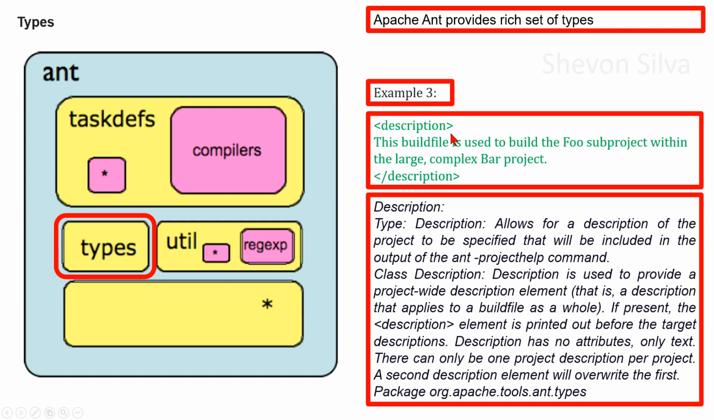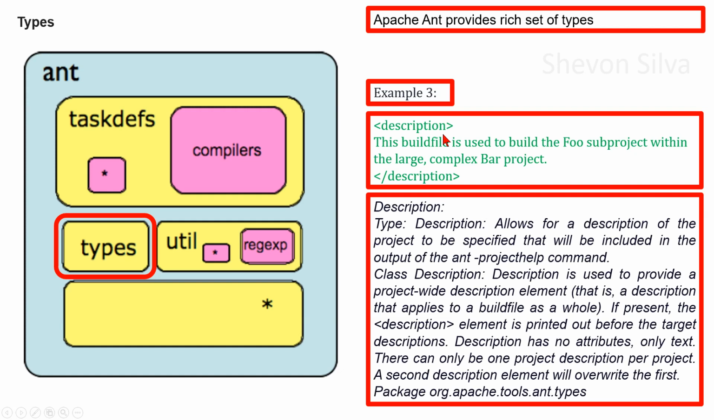Now we are considering description. Type description allows for a description of the project to be specified that will be included in the output of the ant -projecthelp command. With regard to API, class Description is used to provide the project-wide description element, that is, a description that applies to a build file as a whole. If present, the description element is printed out before the target descriptions.